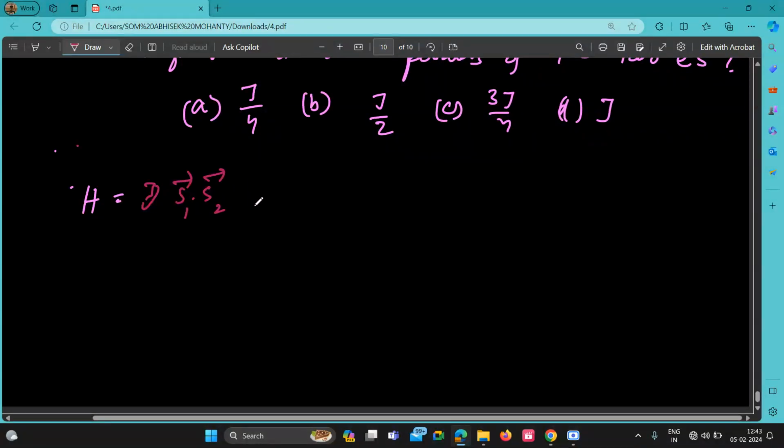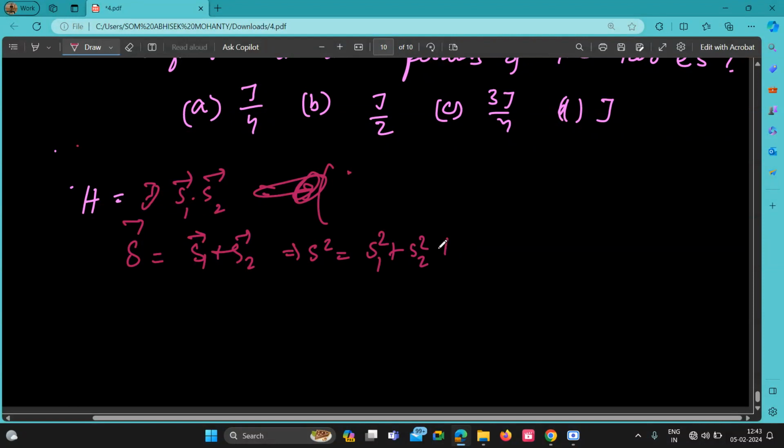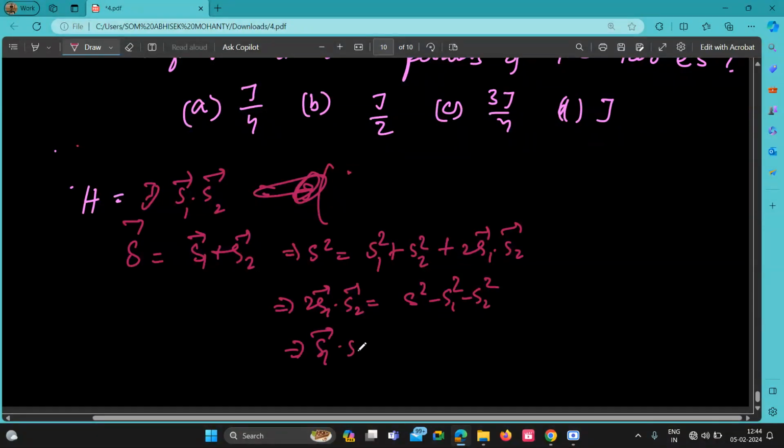So S can be written as S1 plus S2, isn't it? So S squared is equal to S1 squared plus S2 squared plus 2 S1·S2. So 2 S1·S2 is S squared minus S1 squared minus S2 squared. So S1·S2 is (S squared minus S1 squared minus S2 squared) by 2.